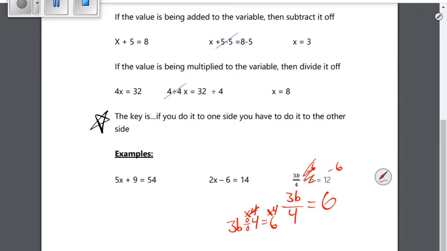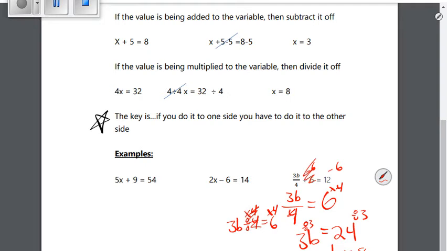So instead of divide by 4, it's times by 4. What happens is it gets rid of this. So that's gone, and you're left with 3b, and times it by 4 is equal to 24. Now, instead of multiply by 3, do the opposite. Divide by 3, divide by 3, and b is equal to 8.